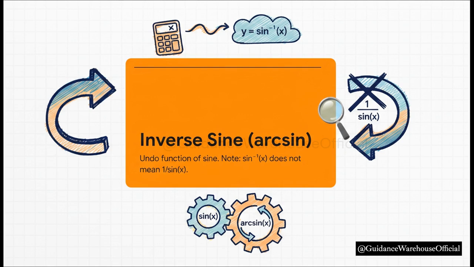But wait, and this is a very, very important warning, that -1 is not an exponent, meaning reciprocal. Inverse sine of x does absolutely not mean 1 divided by sine of x. 1 over sine is cosecant, which is a totally different concept. The -1 here is strictly a label. It's just a signpost telling us, hey, this is the undo button.